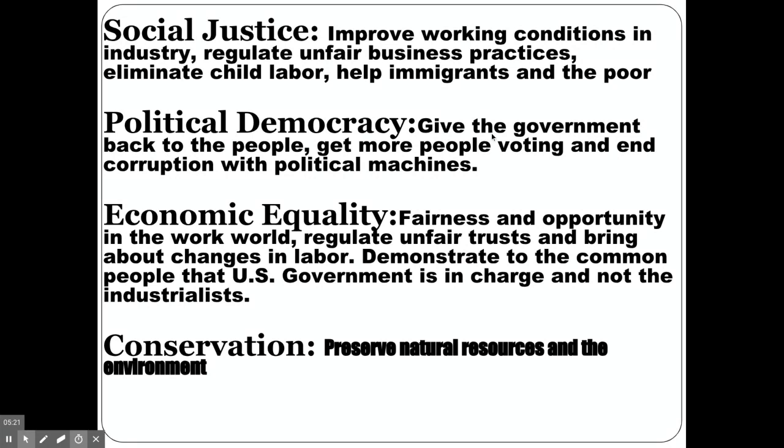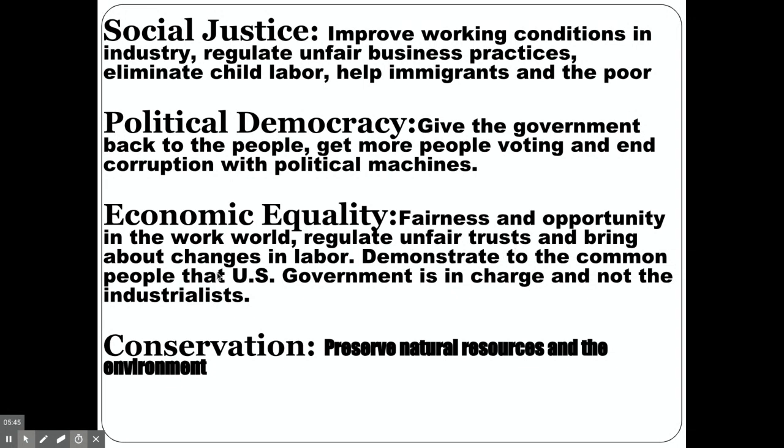Political democracy: give the government back to the people, get more people voting, and end corruption, end political machines, meaning where the political bosses work with businesses to make decisions for people, and the people's voices are shut out of even local politics.